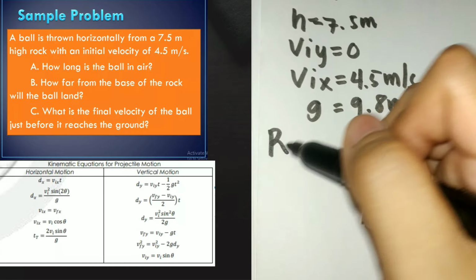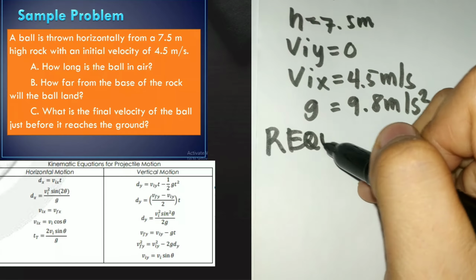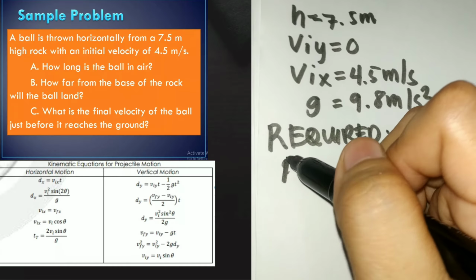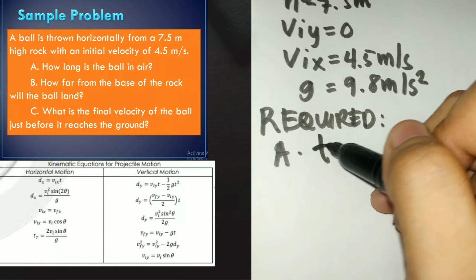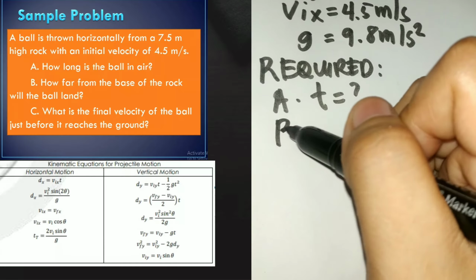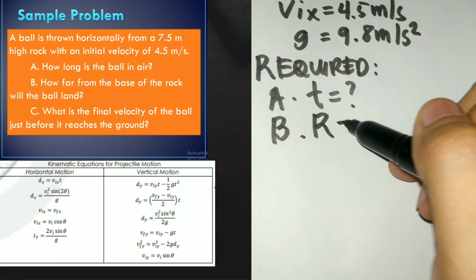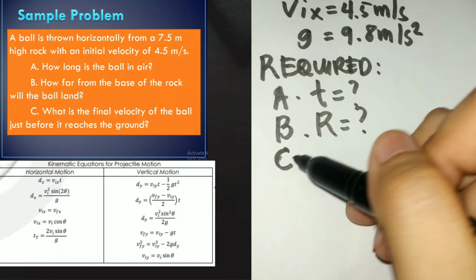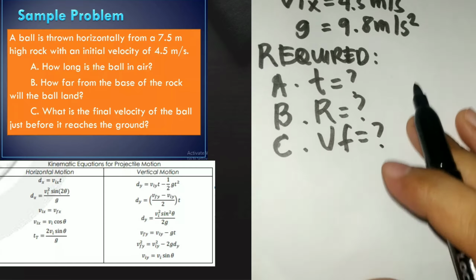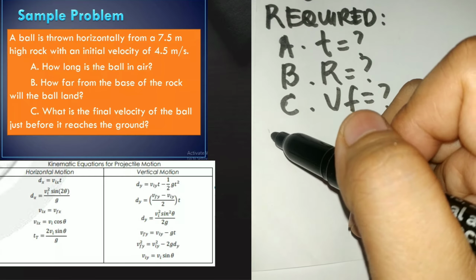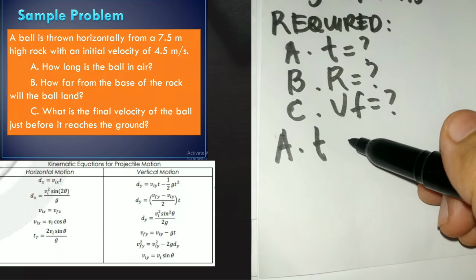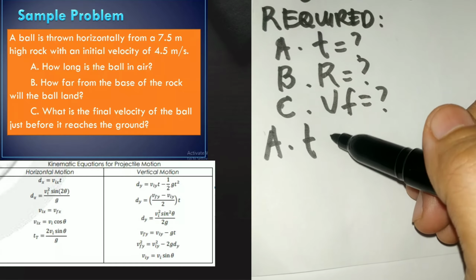So what is being asked in the problem? For letter A, it was asking for the time, or how long. For letter B, it was asking for range. And for letter C, it was asking for final velocity. So let us answer letter A for your time first. So let us identify the equation to be used.